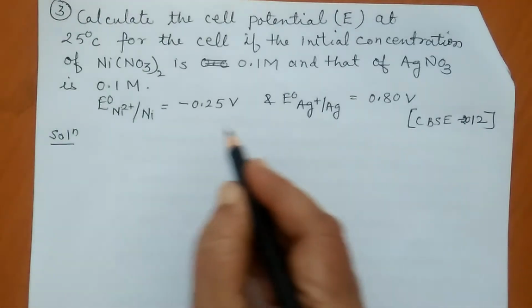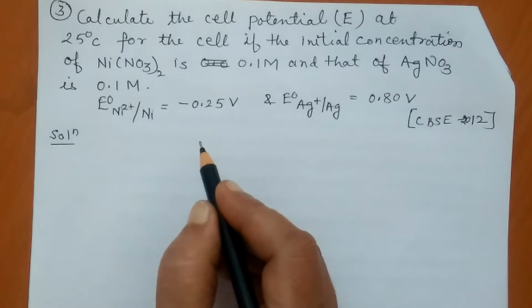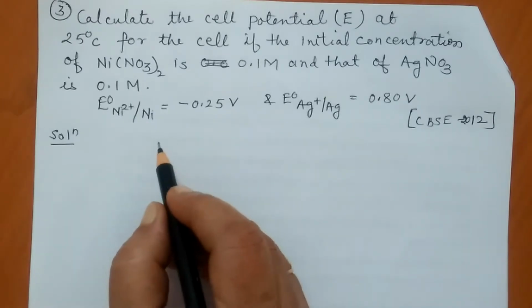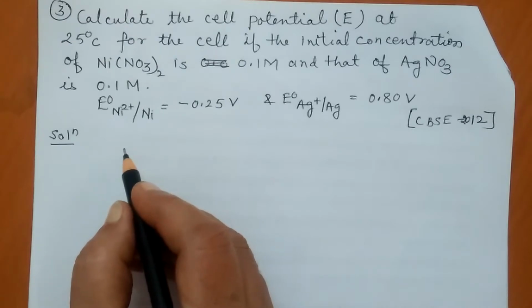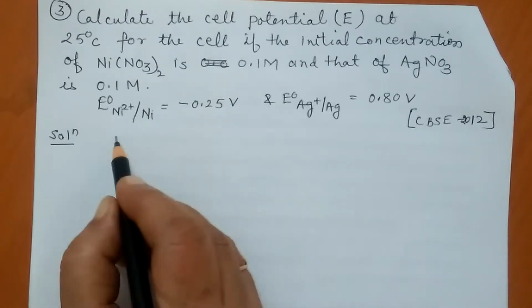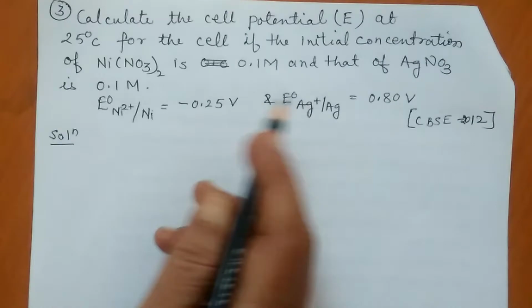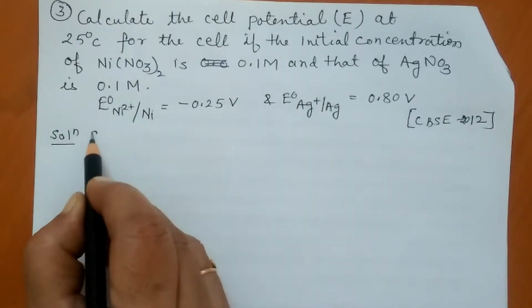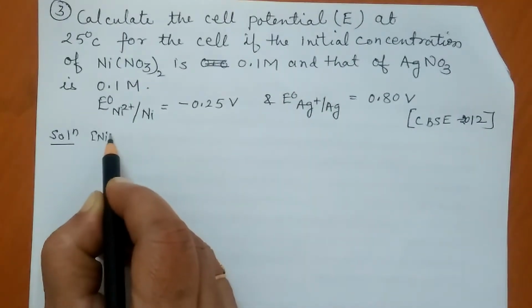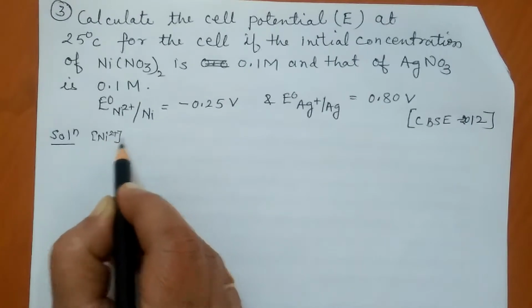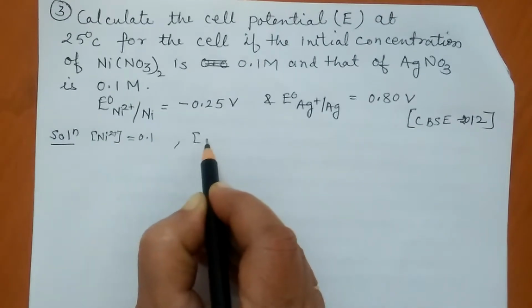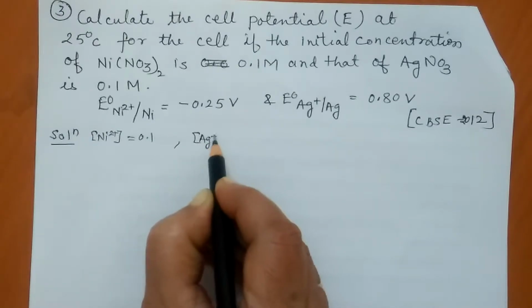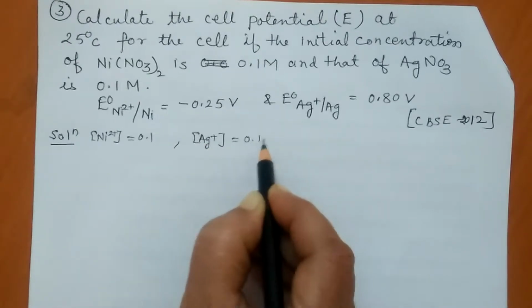whenever we are dealing with any question, we will write down the net cell reaction. Looking at this, we are able to write down the reaction, that is the conversion. For this data, you can write down first: the two concentrations are given. The concentration of Ni2+ is given as 0.1, and the concentration of Ag+ is given as 0.1 molar.